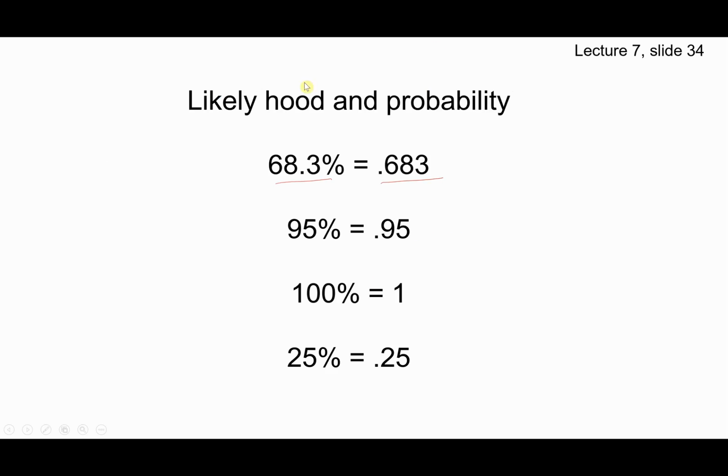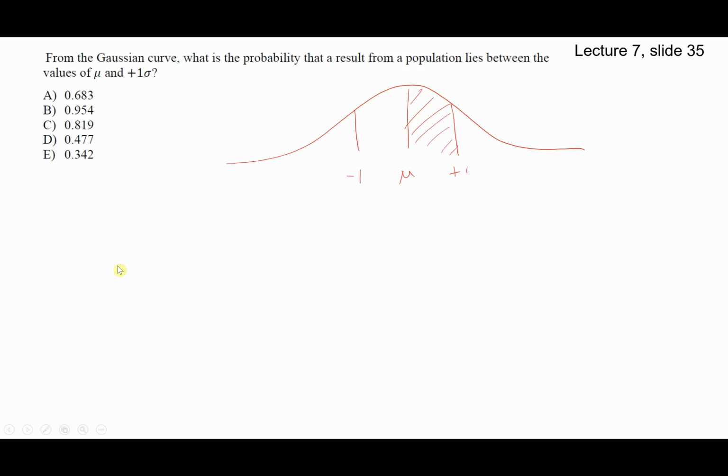Okay. We talked about likelihood and probability a little bit, and just showed you that with a Gaussian, your next measurement has a 68.3% chance of falling between plus or minus 1 sigma. Well, we just say the probability is 0.683. It's just a factor of 100, so nothing new or interesting there. So this is where we left off.